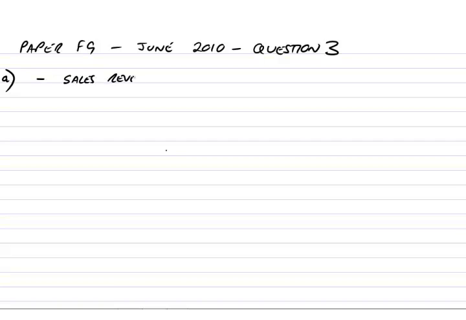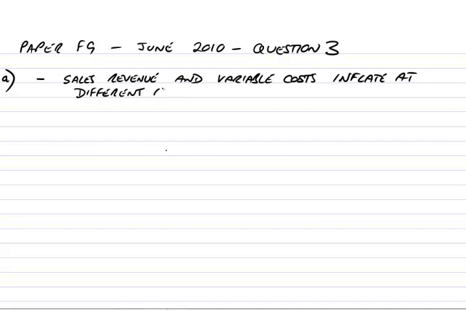sales revenue and variable costs inflate at different rates, and so need dealing with individually or separately. You can phrase it in various ways, but that's more than enough for that bit.